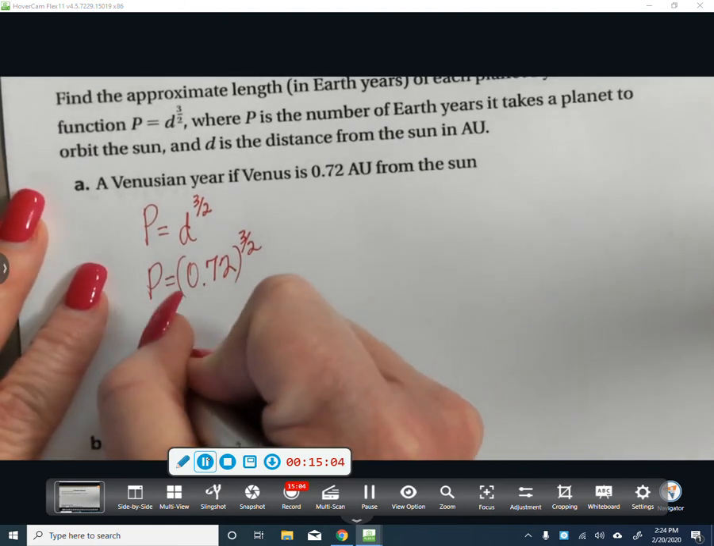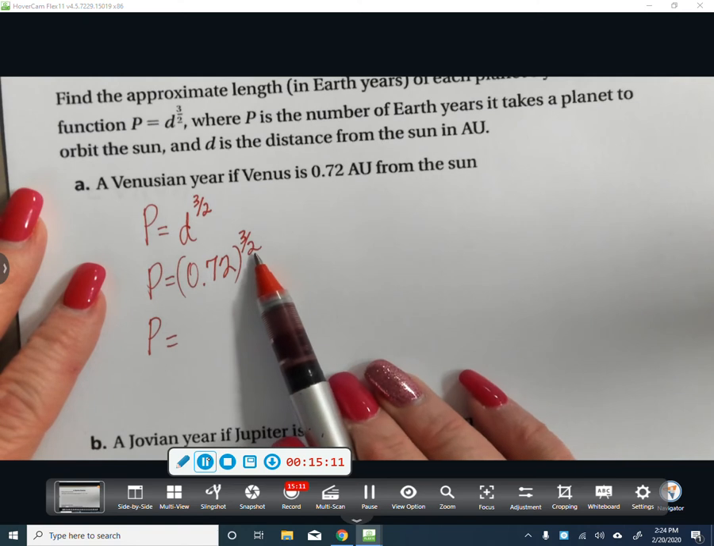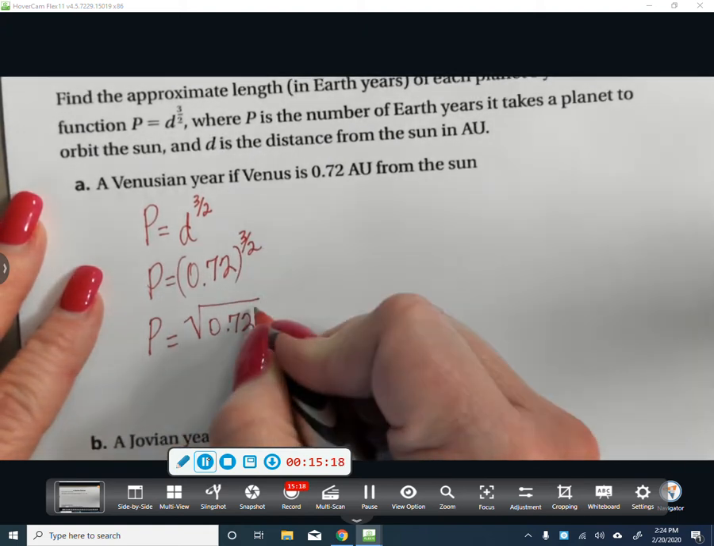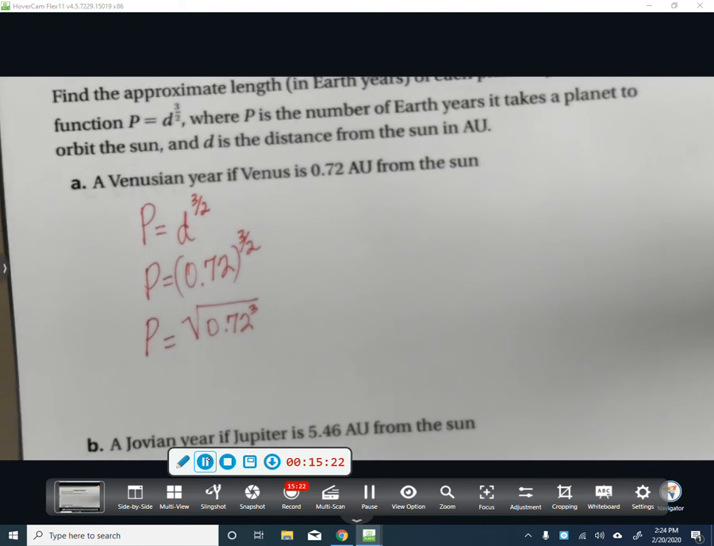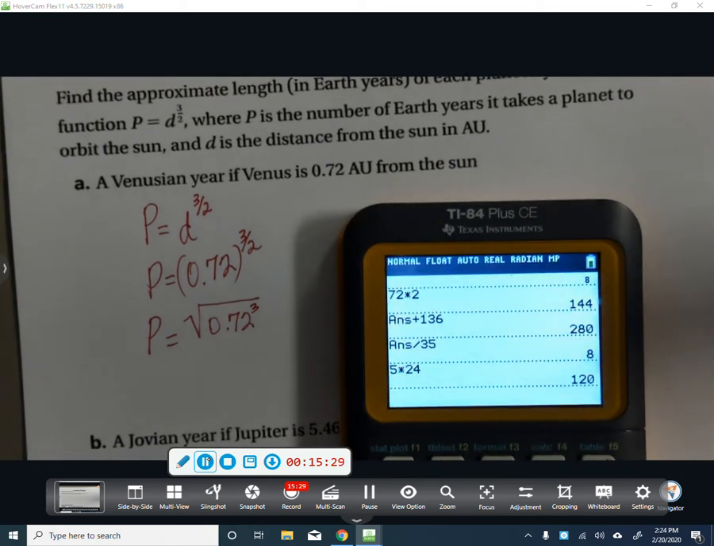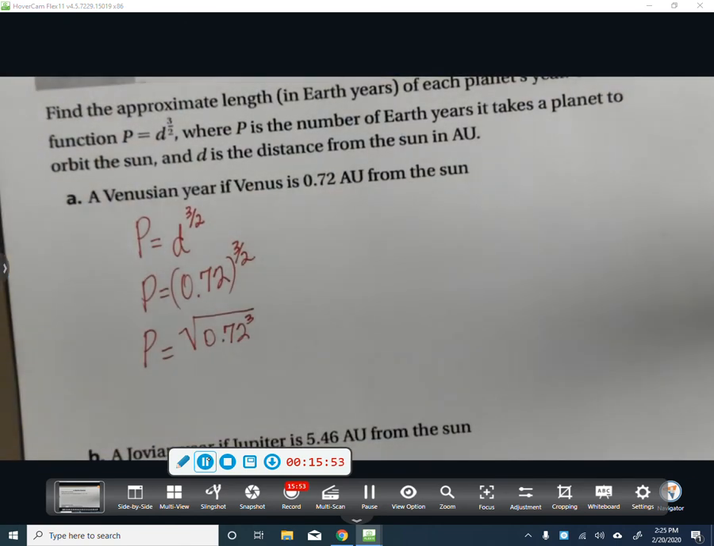So I'm going to rewrite this as, what's my root? It's a square root. Square root of 0.72, and that is raised to the third power, because that's the numerator. Now, there is no reason why we should do this by hand, so grab your calculator. And I want you to put in the square root of 0.72 cubed. Make sure that the cube is underneath the radical, because you want to cube the 0.72 and then take the square root of that. 0.61 Earth years. That's how long it takes Venus to travel around the sun.